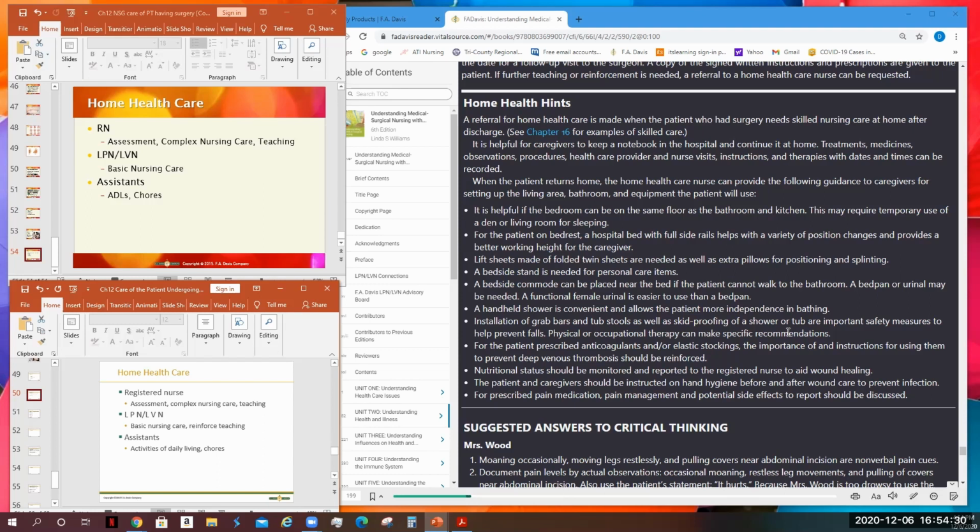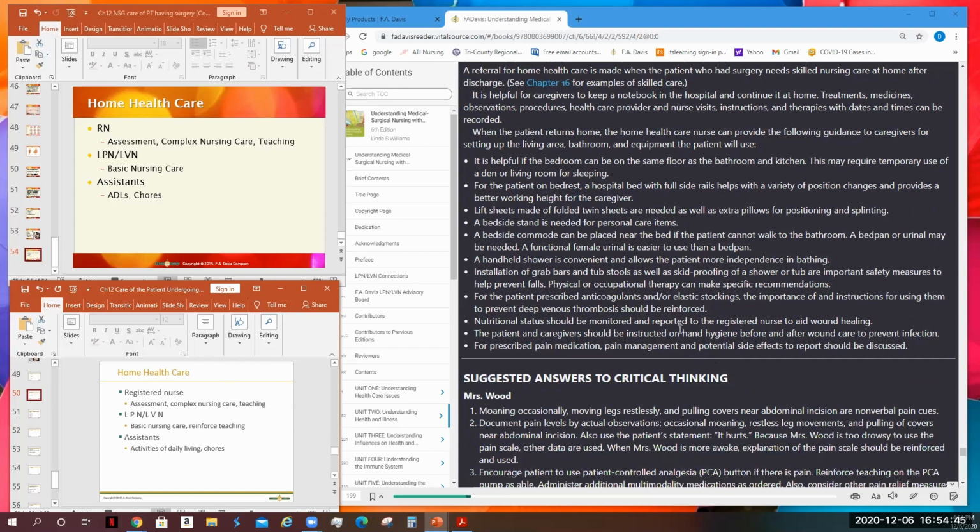For the patient prescribed anticoagulants and/or elastic stockings, the importance of and instructions for using them to prevent deep venous thrombosis should be reinforced. Nutritional status should be monitored and reported to the registered nurse to aid wound healing. The patient and caregivers should be instructed on hand hygiene before and after wound care to prevent infection. For prescribed pain medication, pain management and potential side effects to report should be discussed.